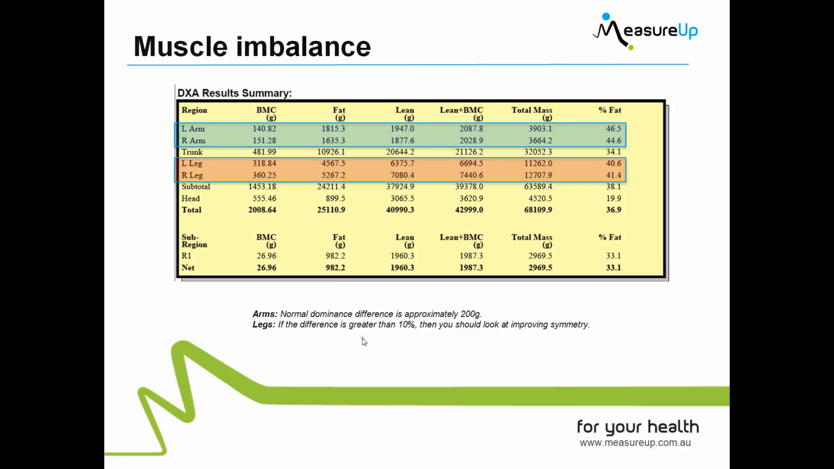One of the nice parts about the DEXA scan is it provides us with a measure of muscle imbalance or symmetry. You can see in this individual they have very similar amounts of muscle mass in the left and right arm, and there is approximately a 700 gram difference between the left and right leg. And as we suggest, a normal dominance difference in the arms is about 200 grams difference. And if the difference is greater than around 10% in the legs, then you should also look at improving your muscle symmetry.